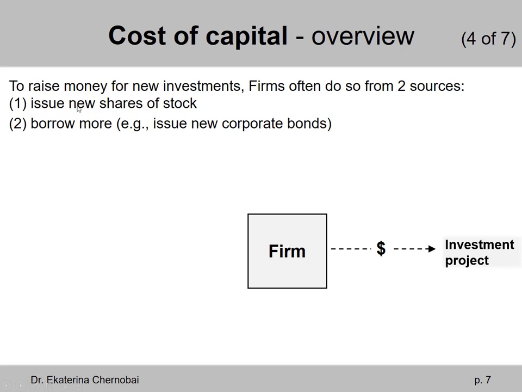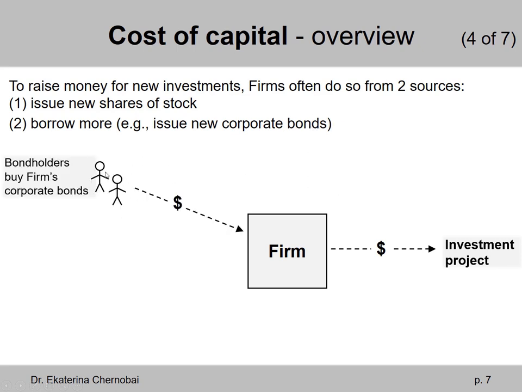One, they sell new shares of stock. So that's the equity source. Two, they can borrow more money. And for large corporations that need to borrow a lot of money, the easiest way to do so is to issue a whole bunch of new corporate bonds. So each bond is like a mini loan that brings money to the firm.